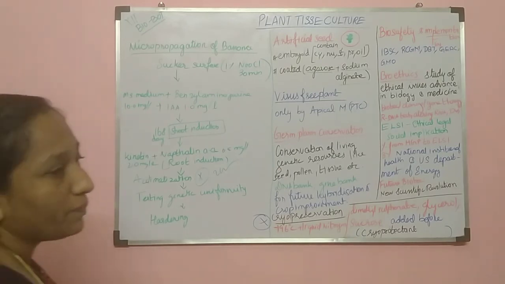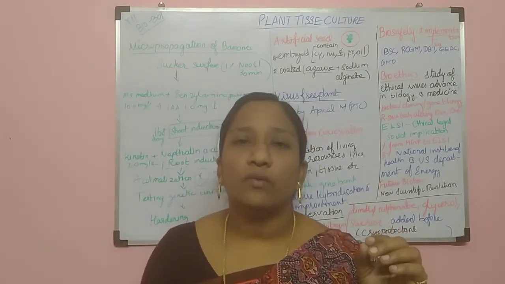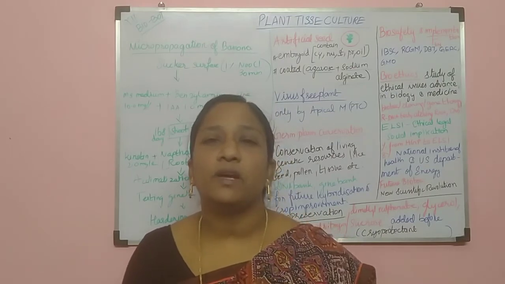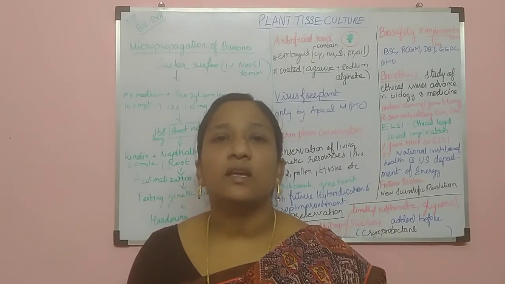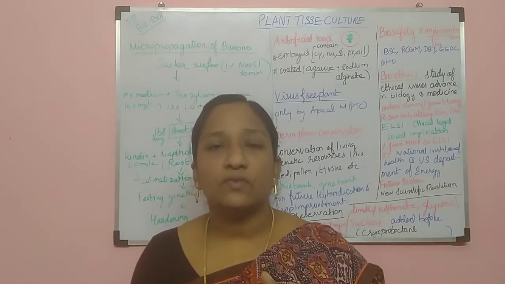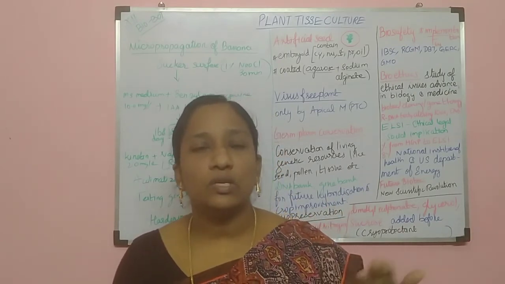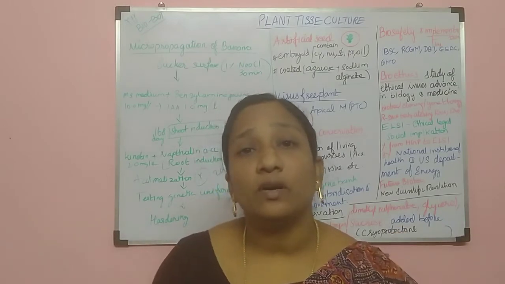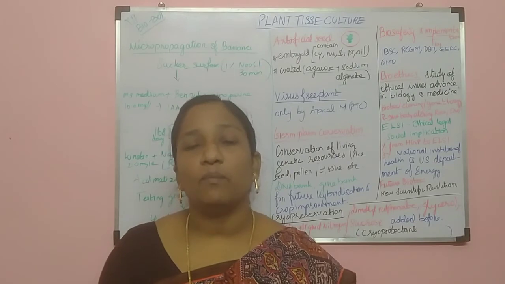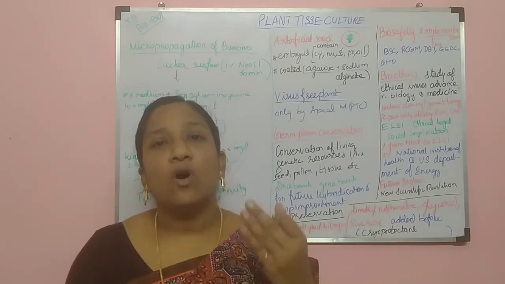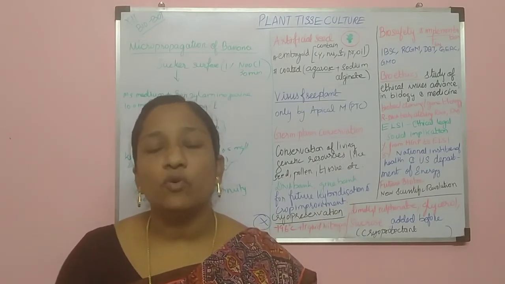In the procedure we learned a lot of steps: preparation of culture medium, sterilization, induction, inoculation of the cells, and callus formation. From the callus, embryoid formation; from the embryoid, plantlet formation; and then the hardening process. Then the types of plant tissue culture: organ culture, protoplast fusion, or cell suspensions. Like this, we learned four types.